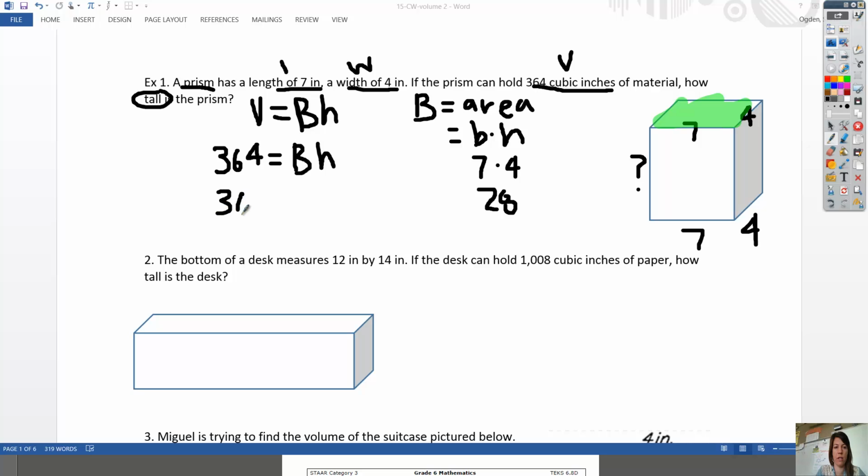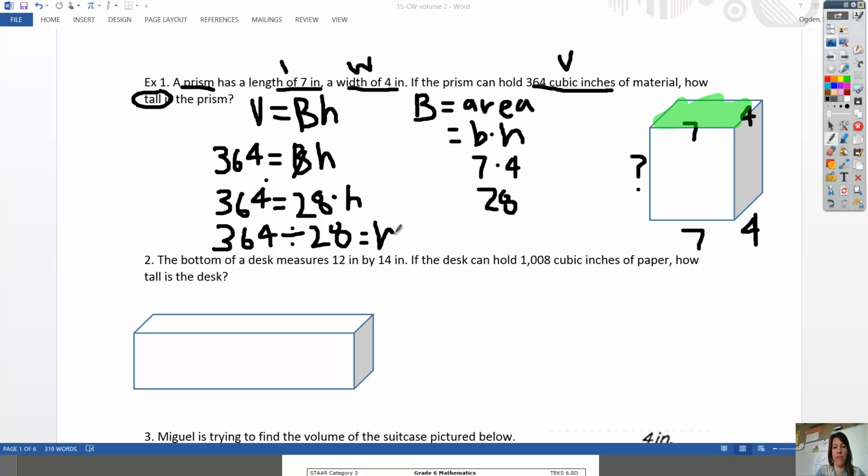So 364 equals big B; I'll plug in 28 times the height, which I still don't know. This is what I'm trying to find: how tall is the prism? 28 times some number is 364, so 364 divided by 28 will give me that height.